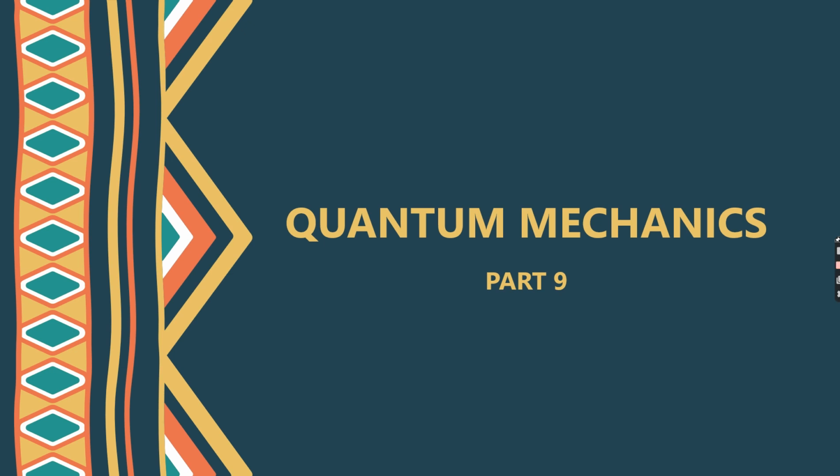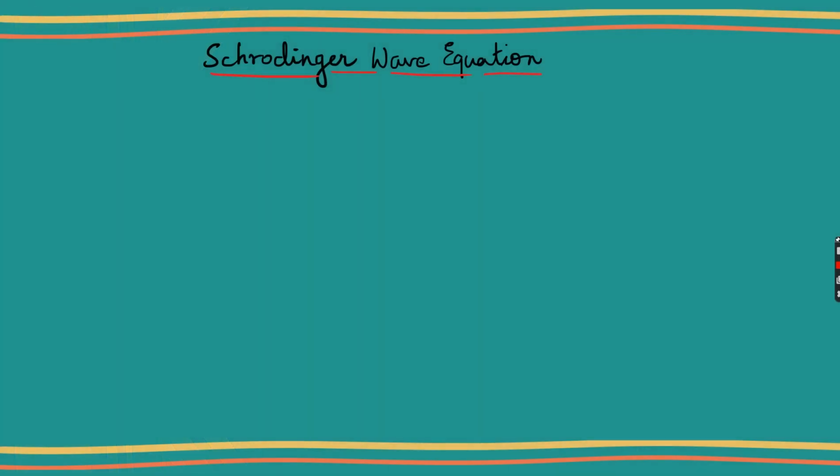So let us go into the video, which is from quantum mechanics part 9. In my last video, we had been doing some important points on the wave function and the formulas regarding the wave function. Here now we are going to learn about the Schrodinger wave equation.